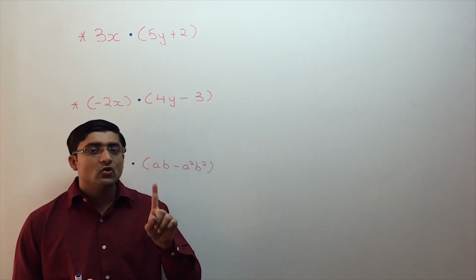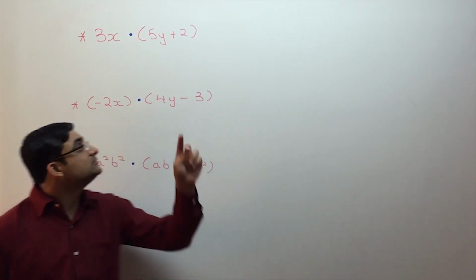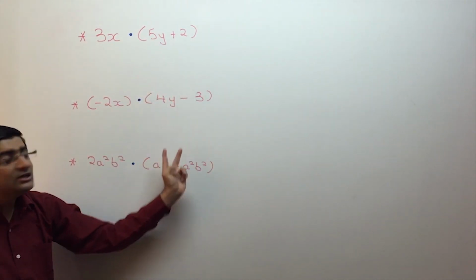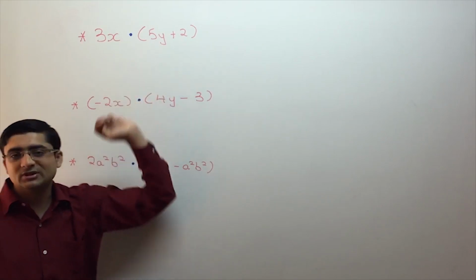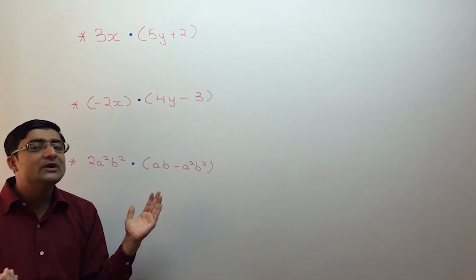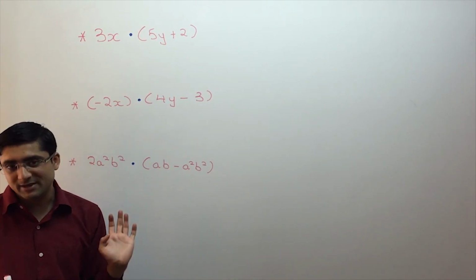What is a monomial? One term. Binomial, two terms. So monomial, one term. Binomial, two terms, right? So multiplication of a monomial with a binomial. So I've written down 3 questions over here. With the help of these 3 questions, we'll understand how to multiply a monomial with a binomial, right?